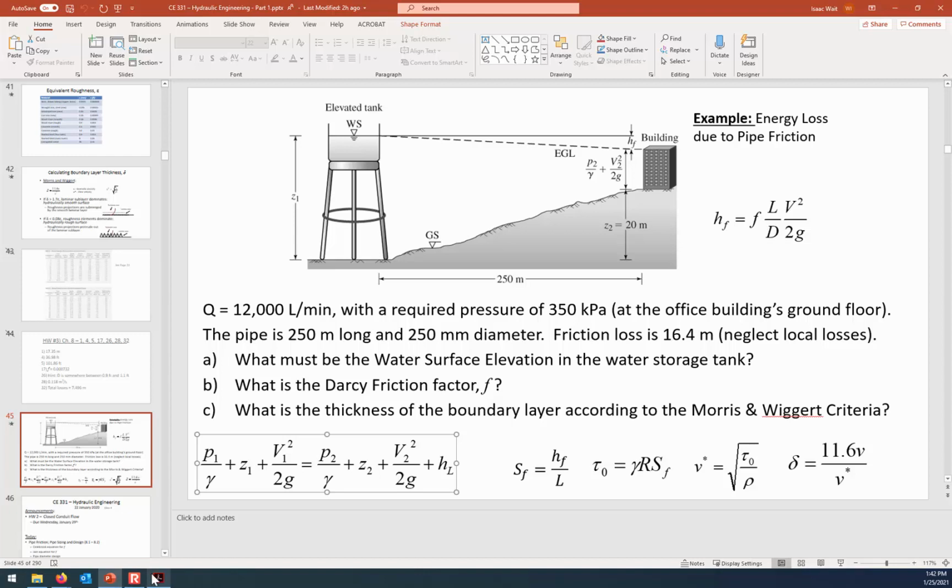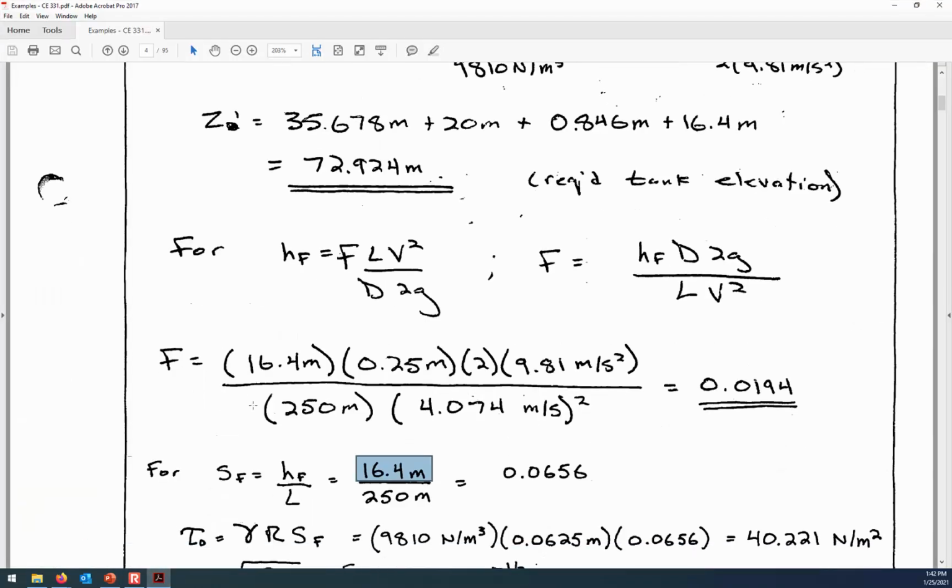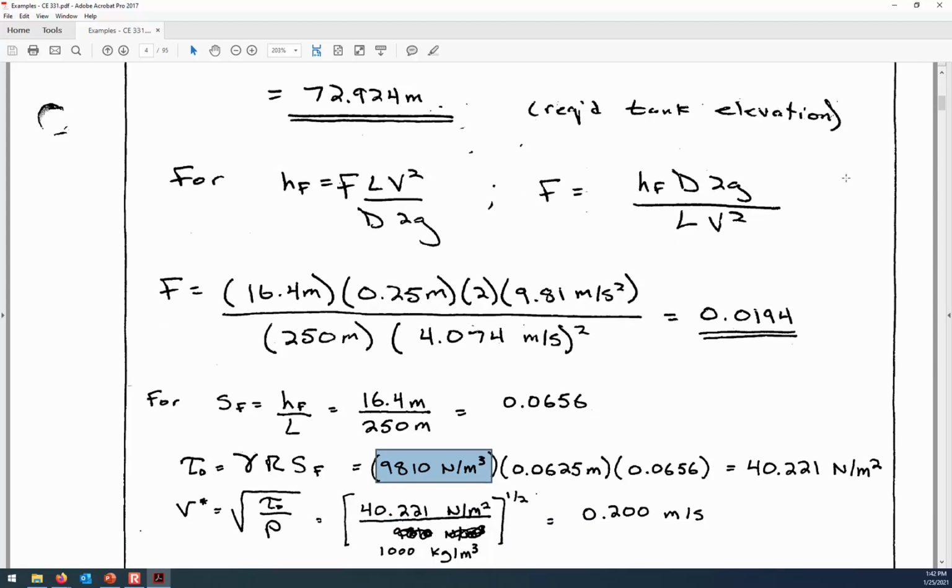So that's why we just assumed that the local losses were frictional. So now back to the boundary layer thickness. Once we calculate the slope of the energy grade line, put that into the shear stress equation along with the hydraulic radius of the pipe being diameter divided by 4 and the unit weight of the water under typical conditions, 9810 newtons per meter cubed. So we get that the shear stress is 40.221 newtons per meter squared.